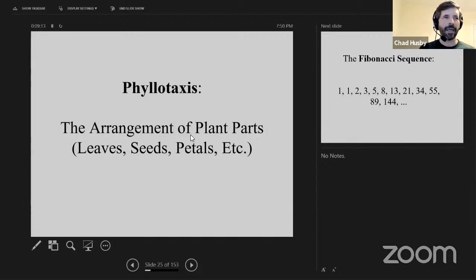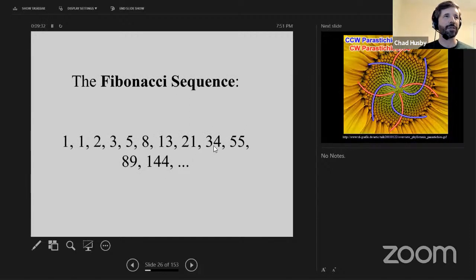So, to understand that, we have to understand how plants are built, how they arrange themselves, how they're constructed, and that's called phyllotaxis, which basically means the arrangement of phyllos, which is leaf arrangement, but it also covers seeds or petals, branches, all kinds of structures. And the Fibonacci sequence, which is a fairly simple mathematical sequence that arose when an Italian mathematician was trying to model population growth of rabbits, of all things.